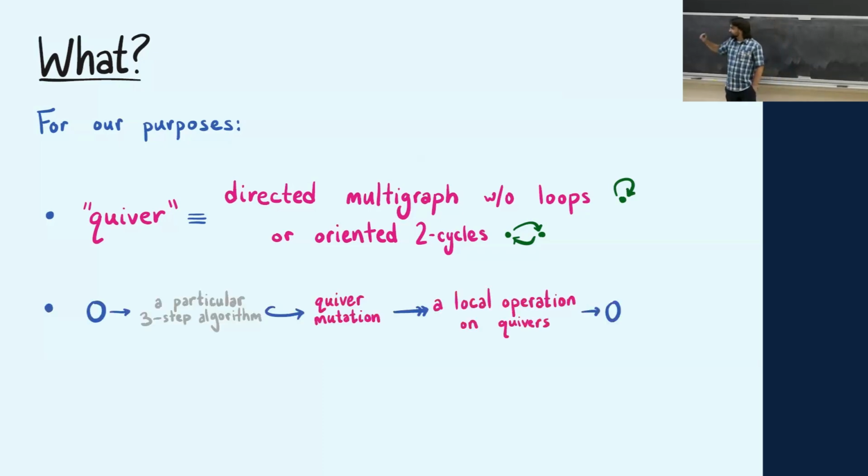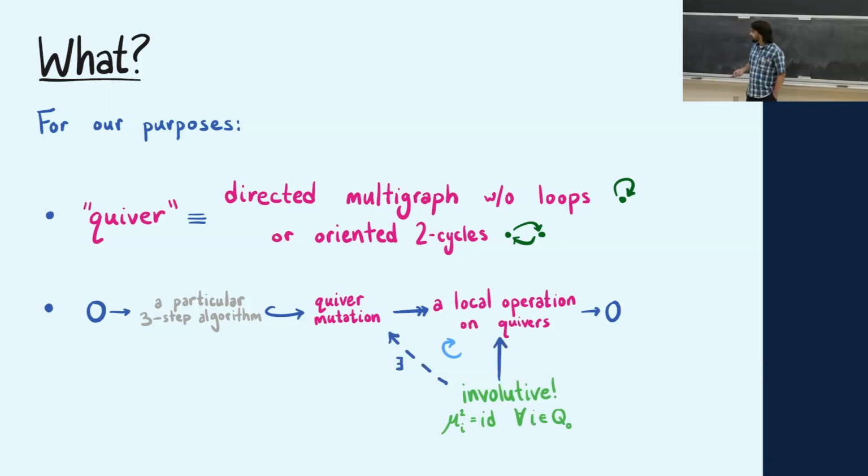I have a short heuristic here, so I want you to think about quiver mutation as a local operation on quivers. There's a particular three-step algorithm that Amanda did show us, but just think about a local transformation on quivers. And then there's this really important property of quiver mutations, that they're involutive. If you pick a vertex and you mutate there twice in a row, you're going to get back to where you started.